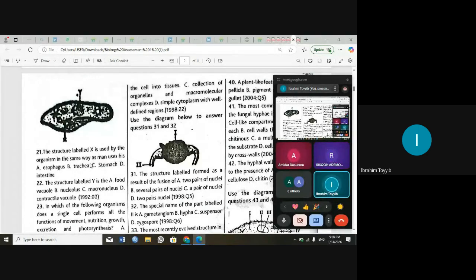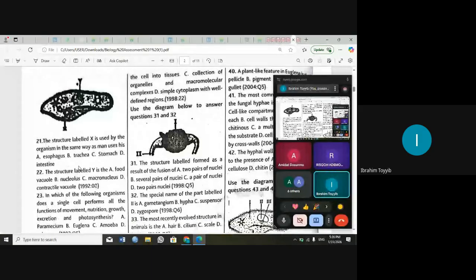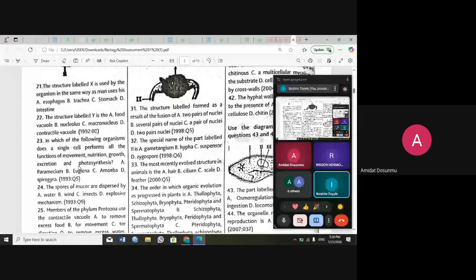is, I said that it has macronucleus and micronucleus for conjugation. It also has a contractile vacuole. So it has two nuclei. The part labeled Y is the macronucleus. It's just that the picture is not very clear. In which of the following organisms does a single cell perform all the functions: movement, nutrition, growth, excretion, and photosynthesis?